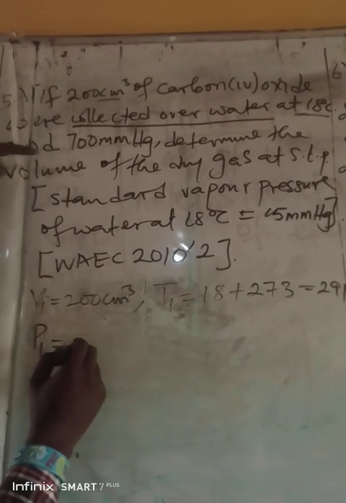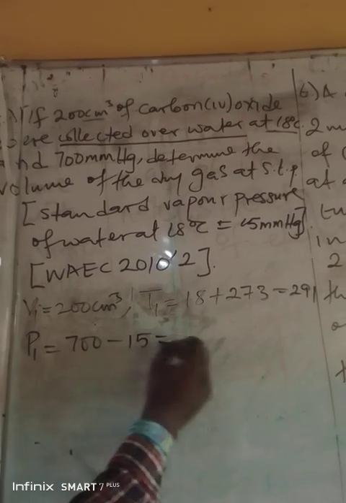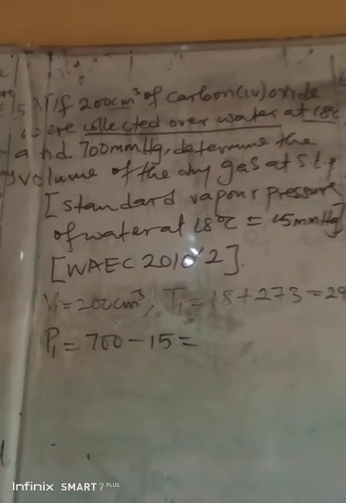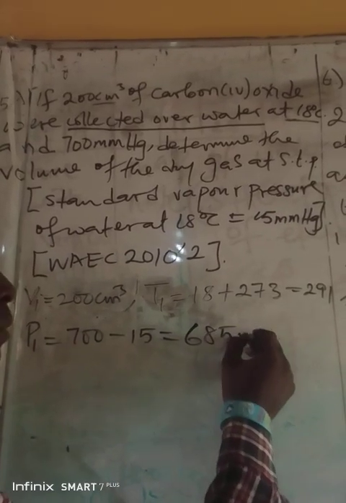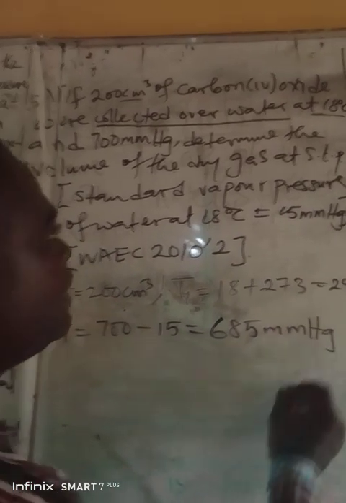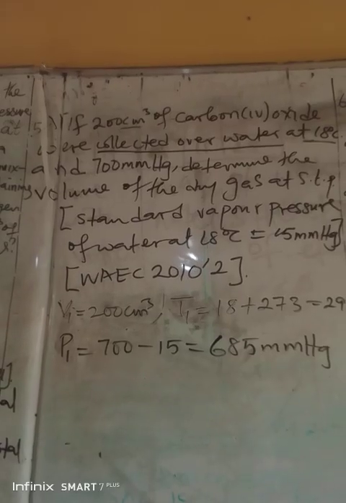Now, the P1. P1 is what? 700 minus 15. It will give us the pressure, 685 millimeter mercury.